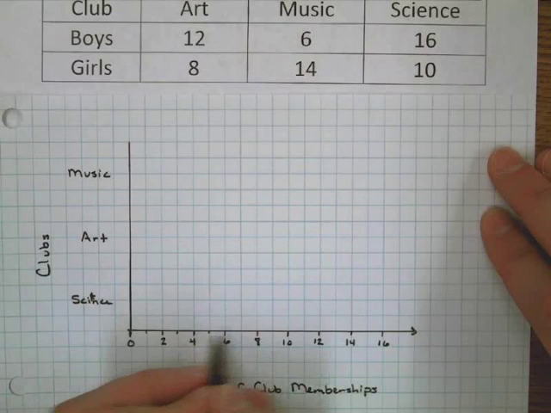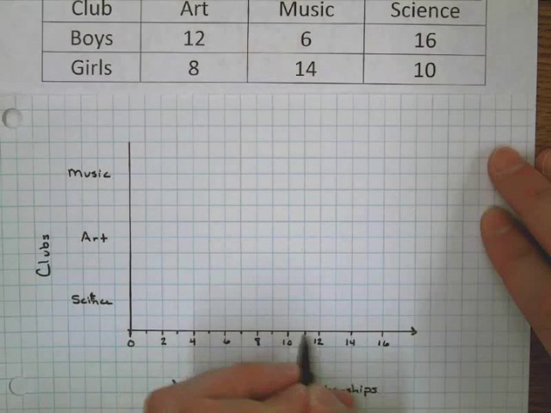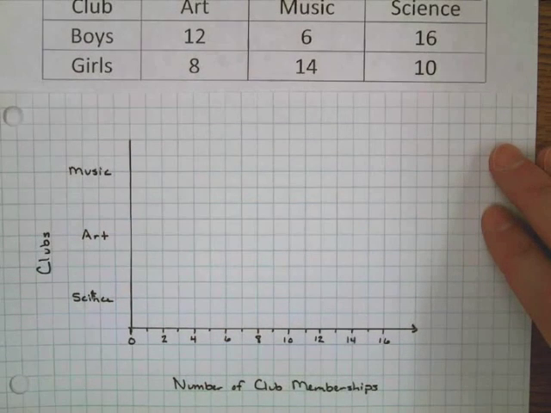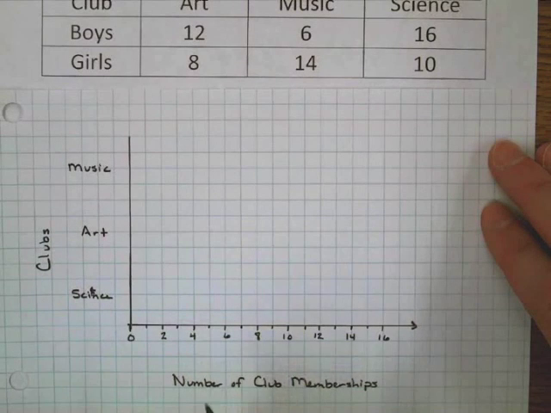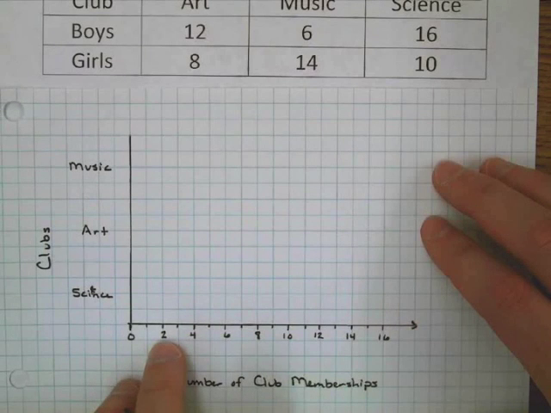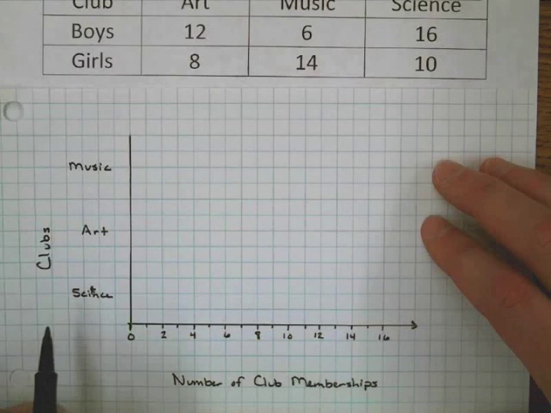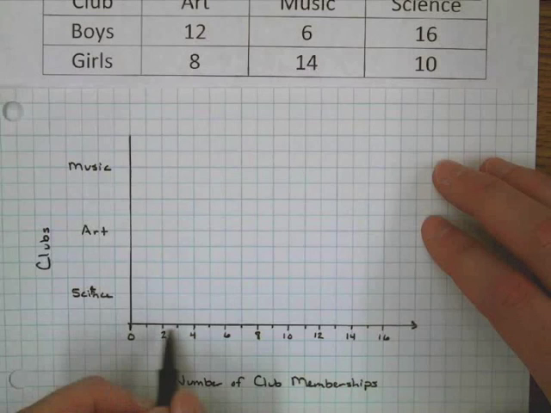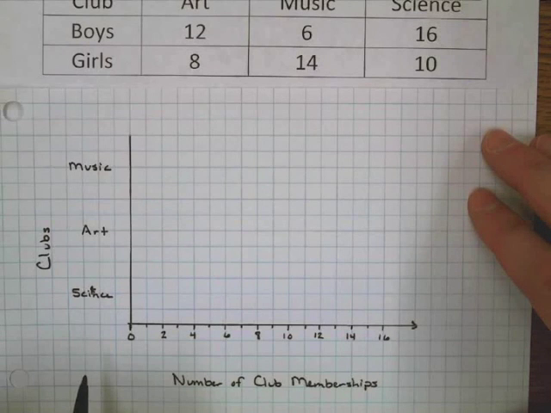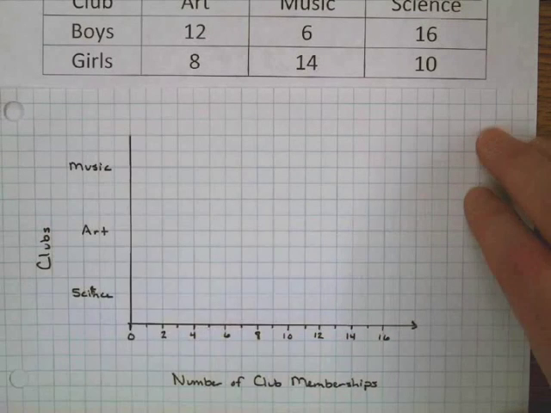So every line there is just one club membership, which makes it really nice and precise. I can be really precise when I have just low numbers like that. If I had larger numbers, I might need to change this so that it's like every 4. So 4, 8, 12. But in this case, I can just do every one. So let's go ahead and actually go through here and graph our data.